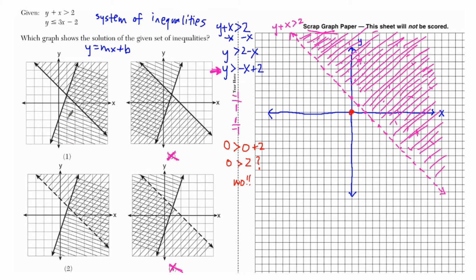And in order to figure out which of these is the correct answer, we need to graph the other inequality. And so we have y is less than or equal to 3x minus 2. Well, if I compare the form of this inequality with y equals mx plus b, I already can see that y is already by itself on the left side of the inequality. So this one's already ready to graph as is. That's nice. So I'm going to graph this one in purple.